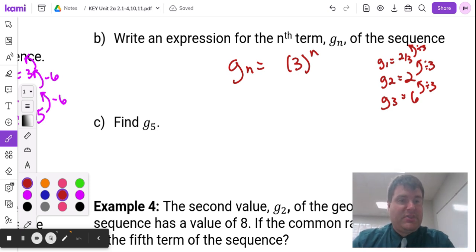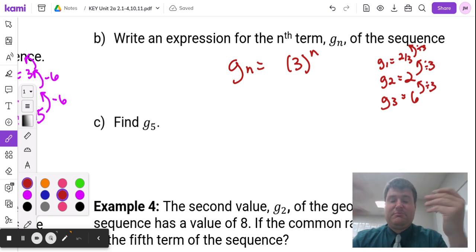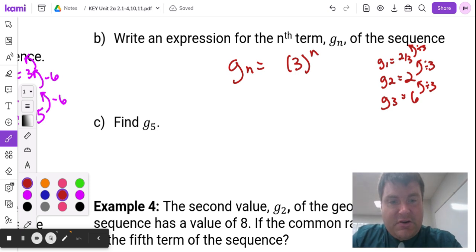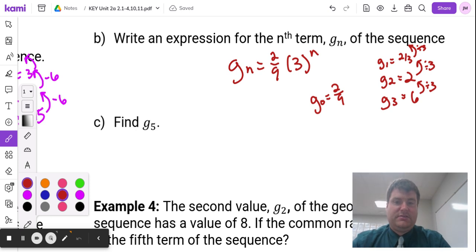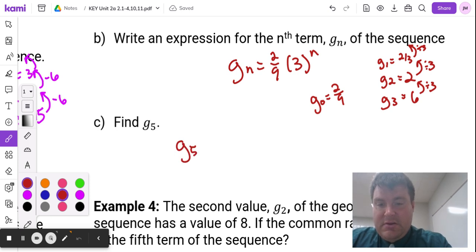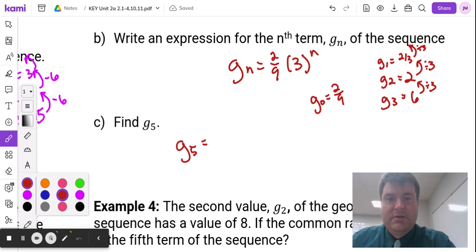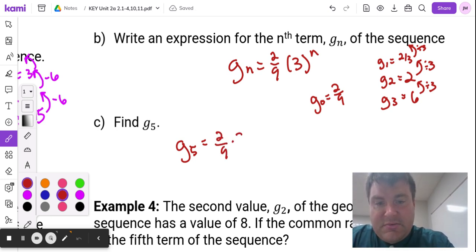So if I divide that by 3, I'm going to get the same thing as multiplying by 1/3. G sub 0 is going to equal 2/9. So this is going to be 2/9. That's used to find g of 5. So g of 5 is equal to, plug in 2/9 times 3 to the 5th.